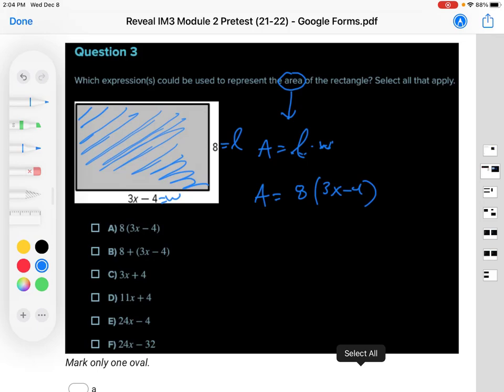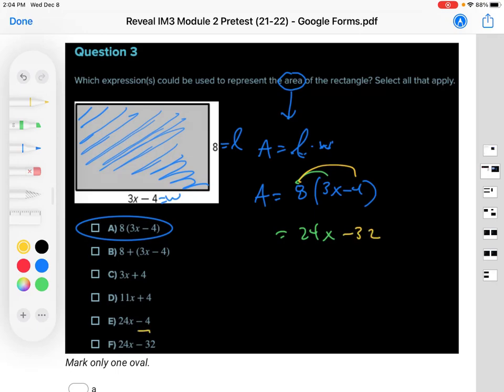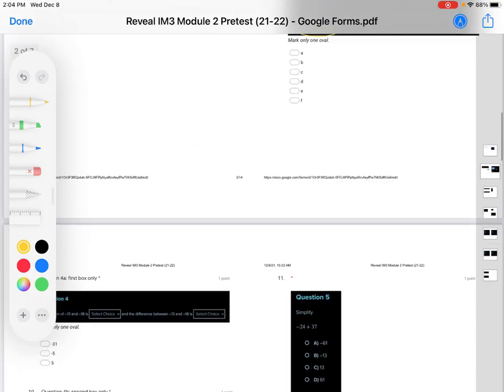Okay, so far, A works, right? And if I distribute this, or multiply, I get 24x. And then I distribute it again, so that'd be 8 times negative 4, which gives me negative 32. So that would be choice F. So A and F are your answers for question number 3.